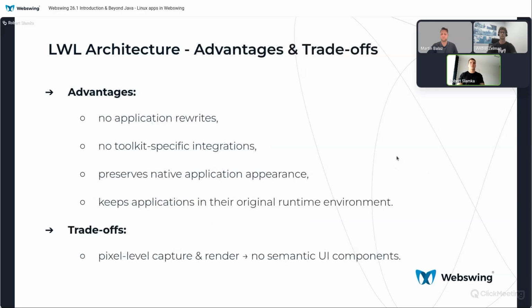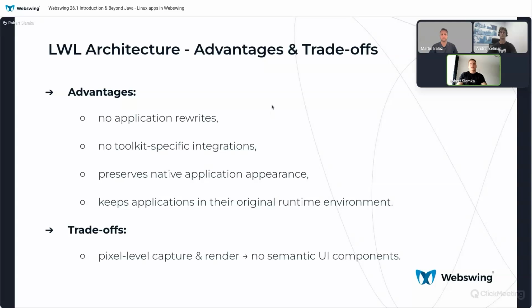So let's move to the advantages and trade-offs. When it comes to advantages, the main one, as you are already used to in Webswing for Java, is that you don't have to update the application, you don't have to perform any application rewrites. The legacy desktop application will just work out of the box as is in our solution as well. The next advantage is that we are not using any toolkit-specific integrations. So no matter the technologies your app is using, it will be compatible with our solution.